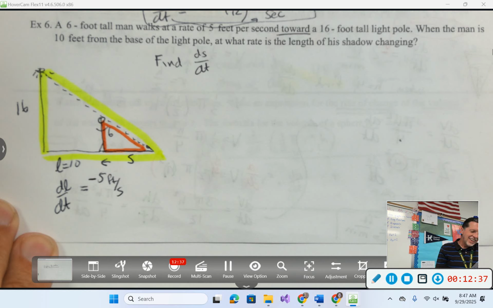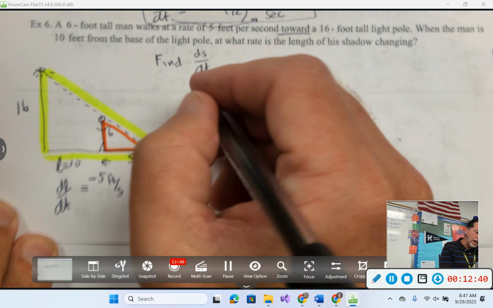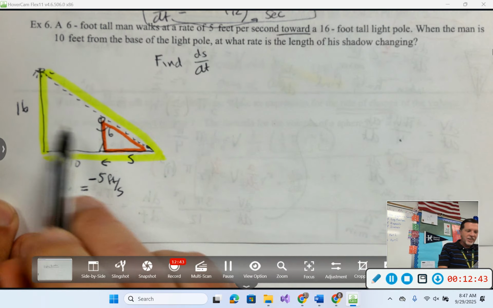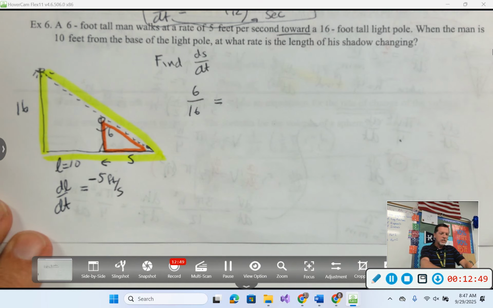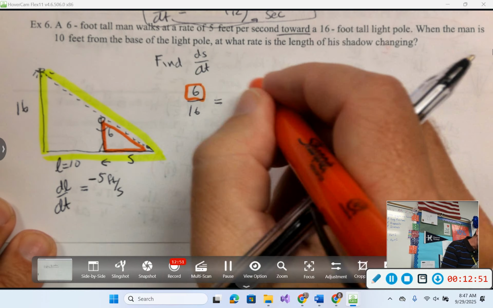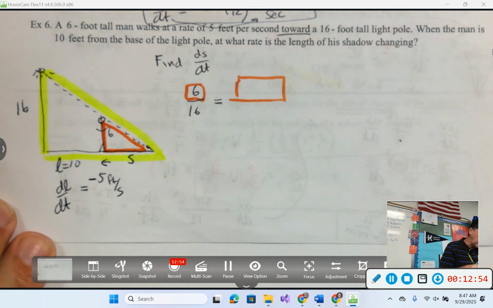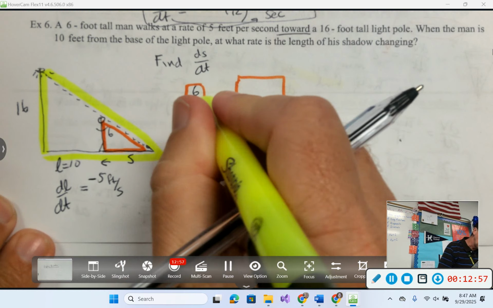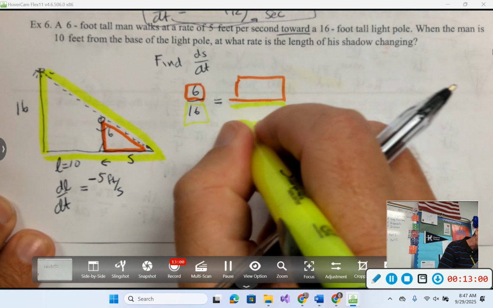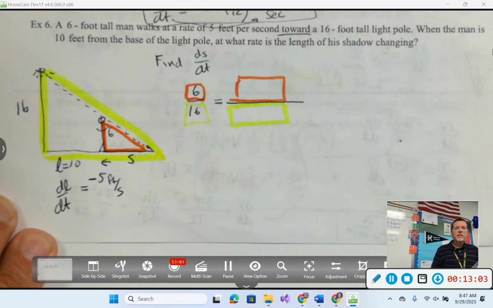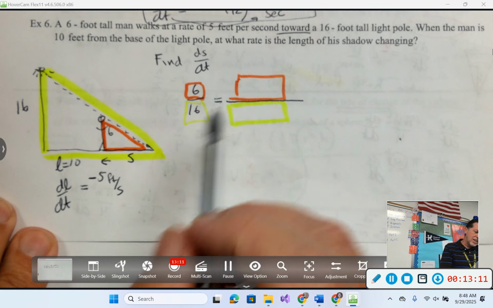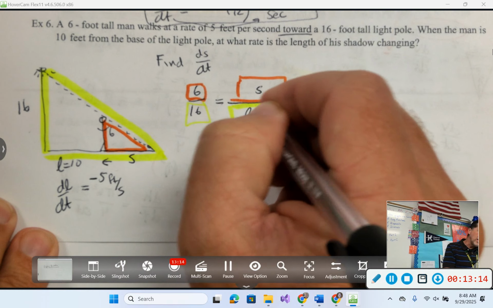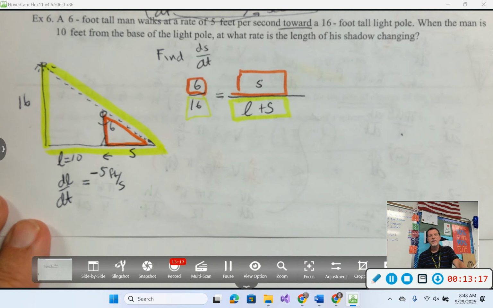Okay. Answer would be 16, or 6 over 16. Okay, that's a good place to start. So you're going to do this side to this side. So we'll go 6 over 16. So orange triangle to yellow triangle. That means my next statement needs to be orange triangle to yellow triangle. So I like 6 to 16. What's the next ratio going to be? S over L plus S. Yeah.